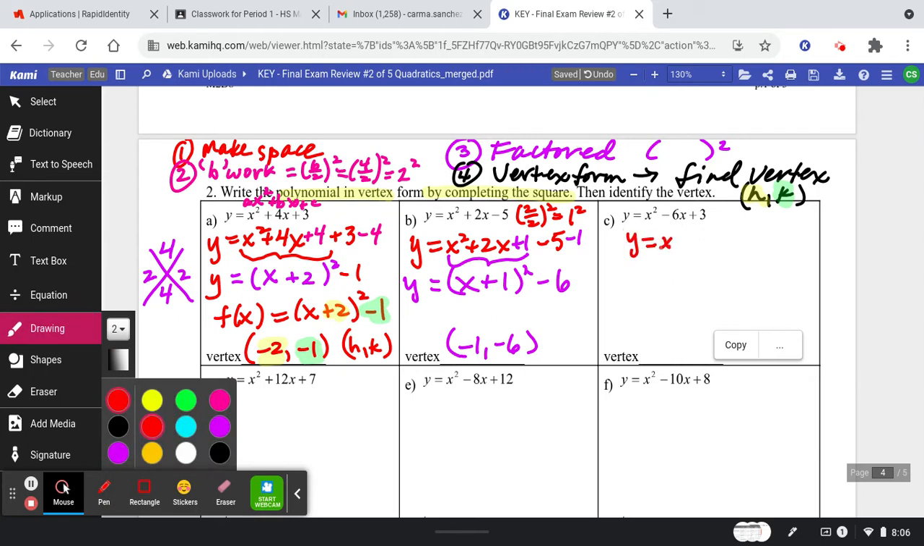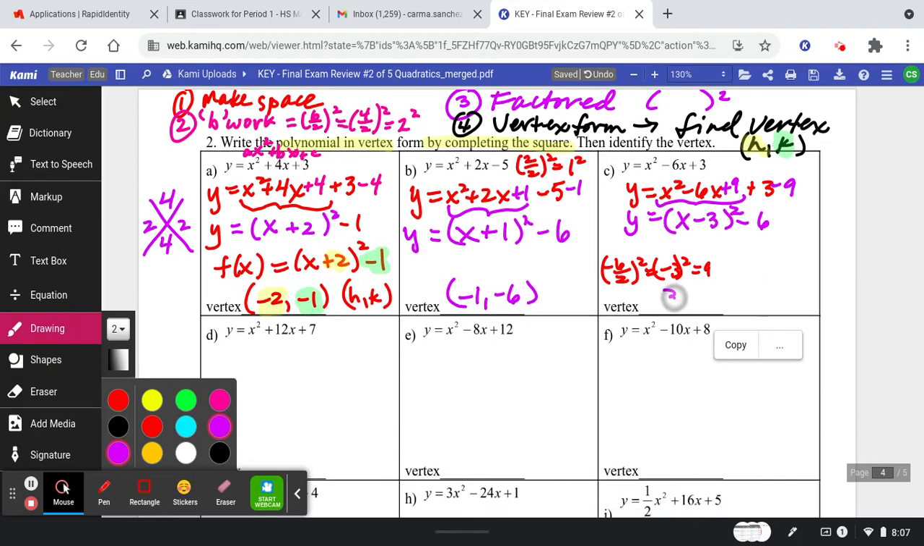Step 1, make space. Bump that 3 over. B work. Add 9 minus 9. This makes the x minus 3 squared perfect, minus 6 off the back. My vertex would be positive 3, negative 6.